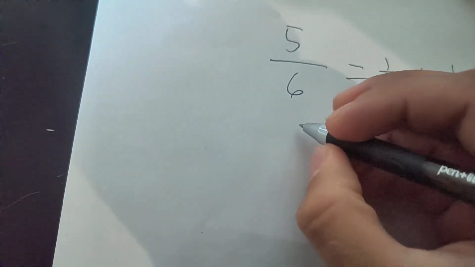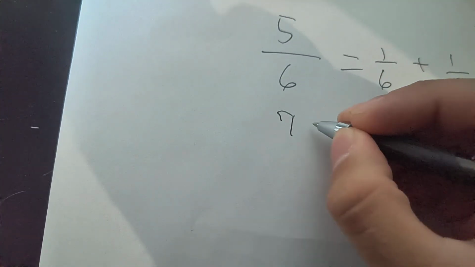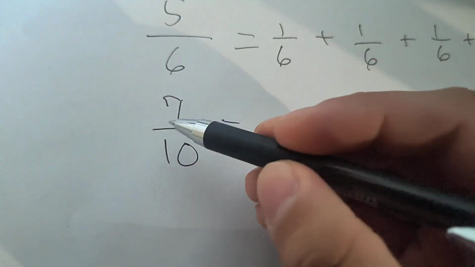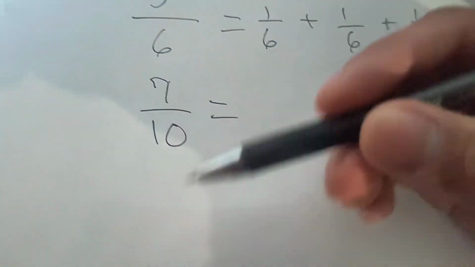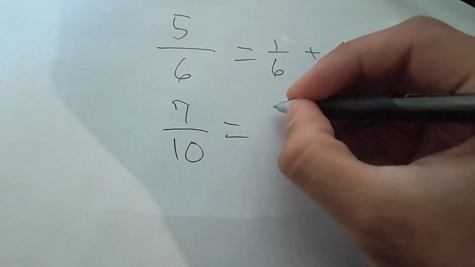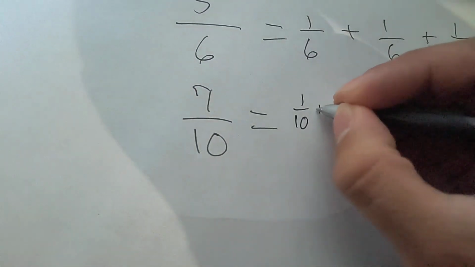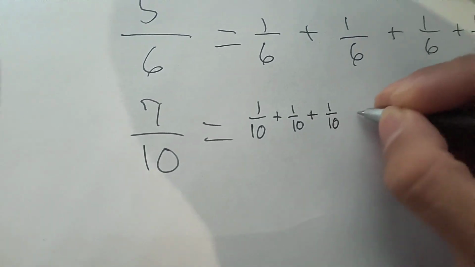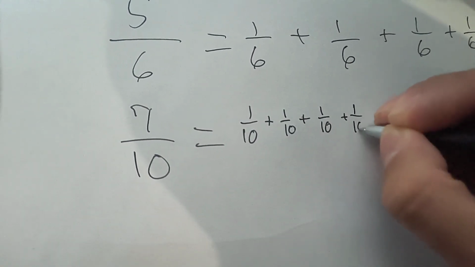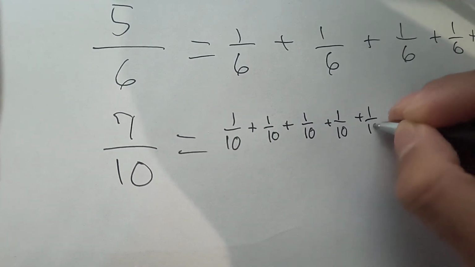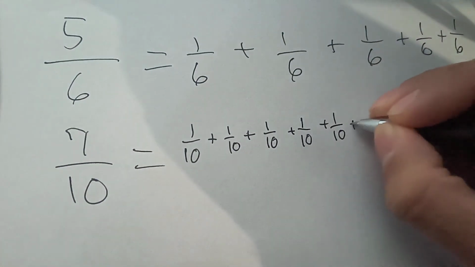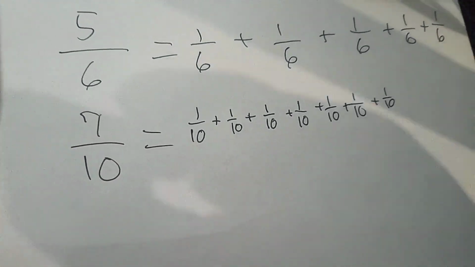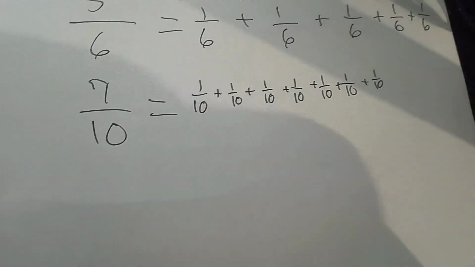Okay, let's say I'm given 7 out of 10. Well, just like this, it can be said as 1 out of 10 plus 1 out of 10, 7 times. So 1 out of 10 plus 1 out of 10 plus 1 out of 10 plus 1 out of 10 plus 1 out of 10 plus 1 out of 10 plus 1 out of 10. And you would write it like that. That's how you decompose it.